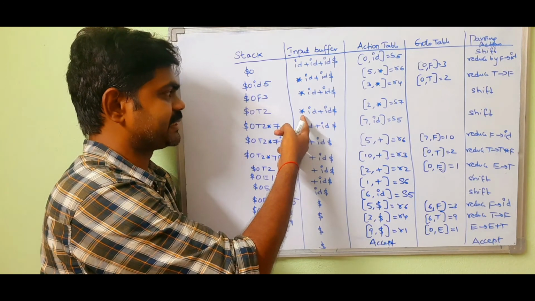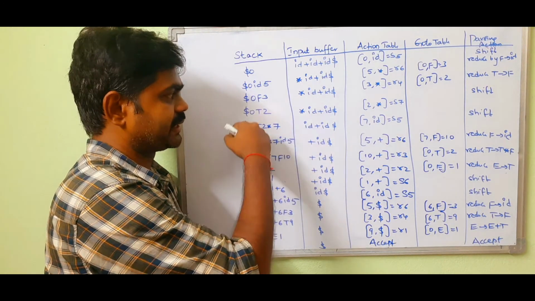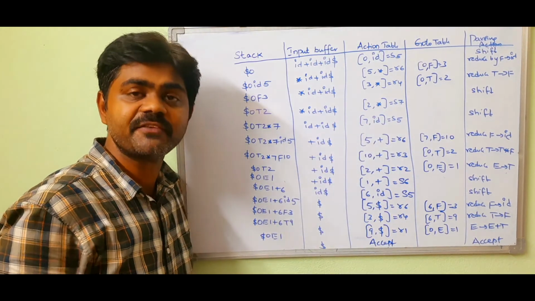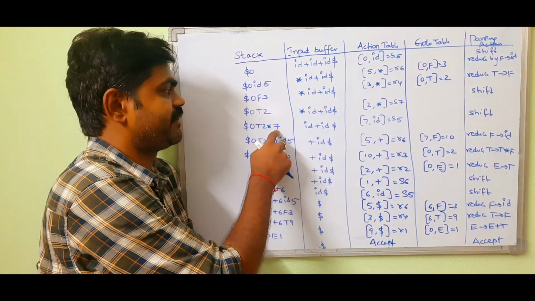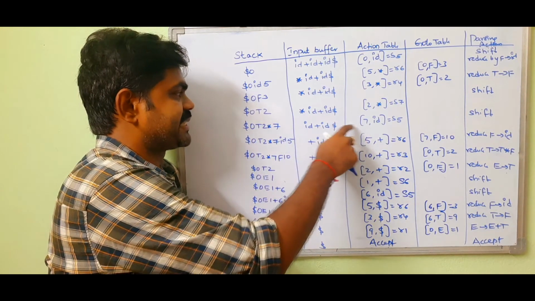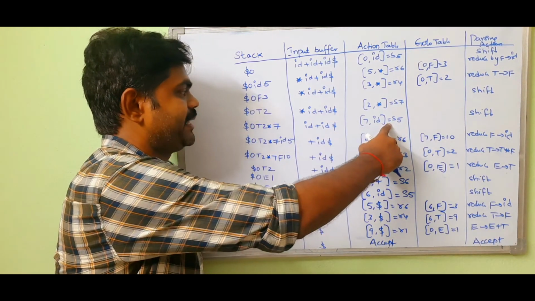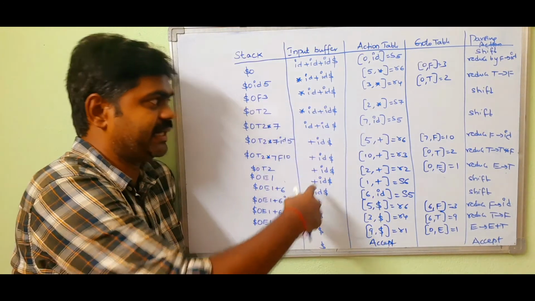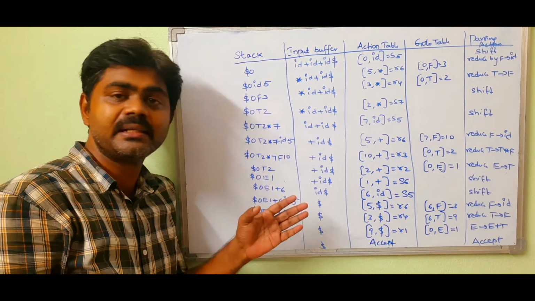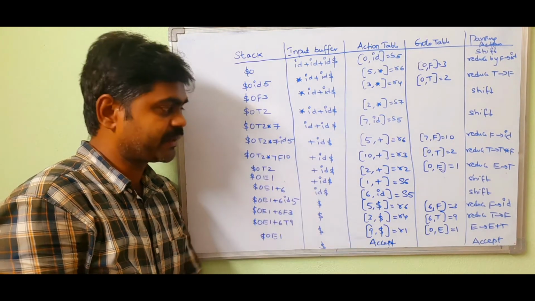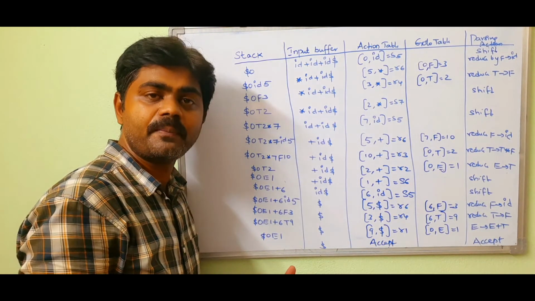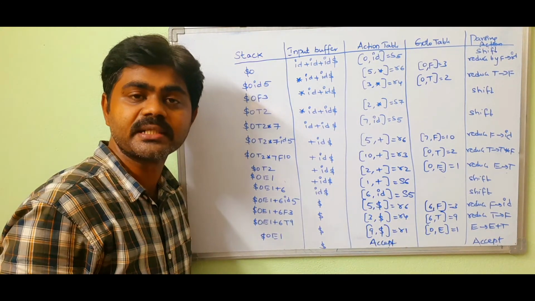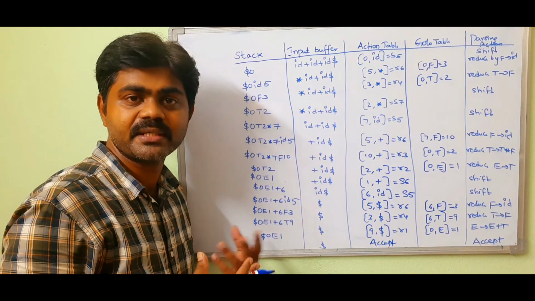Now I will push star. Next is 2 comma star, I got S7, shift 7. So 2 comma star S7, I will write 7 here. Again 7 comma id equals S5, so I will write 5 here. In this way I will check my action table and go to table, and finally I will reduce, and once I get accept here, I will stop my procedure. In this way we will parse our string.